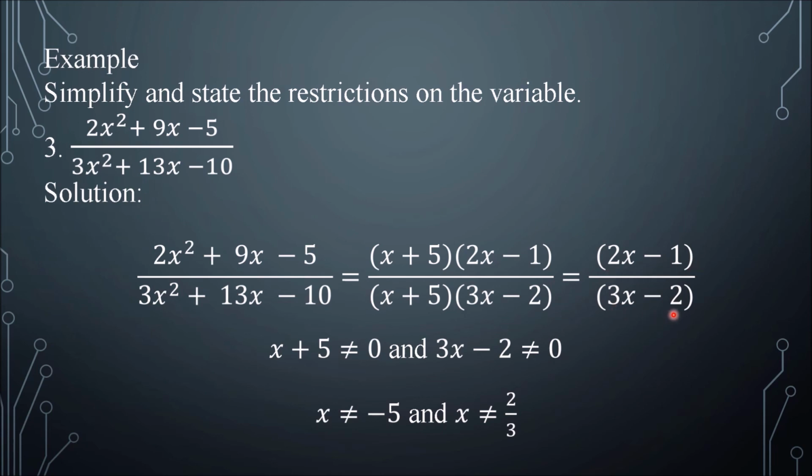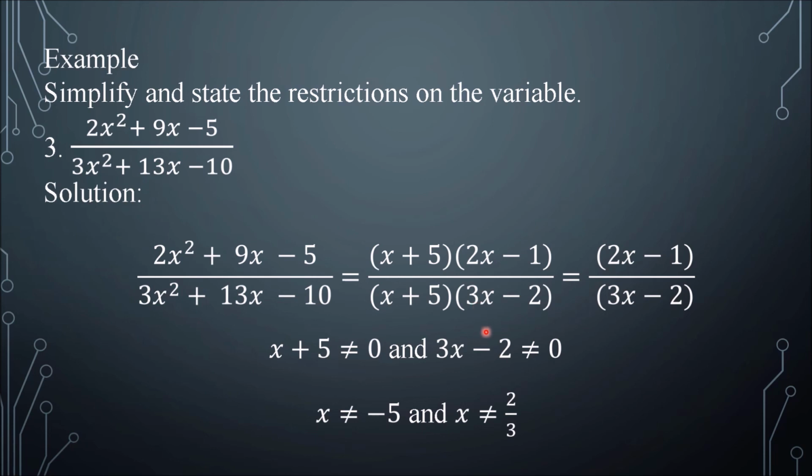Now let's go back to this one to find the restrictions. So as you can see, this is x plus 5. So we let this be equal to 0 such that x must not be equal to negative 5. So we must restrict x to get negative 5, because if x is negative 5, this will be 0, and if this will be 0, the whole denominator will be 0.